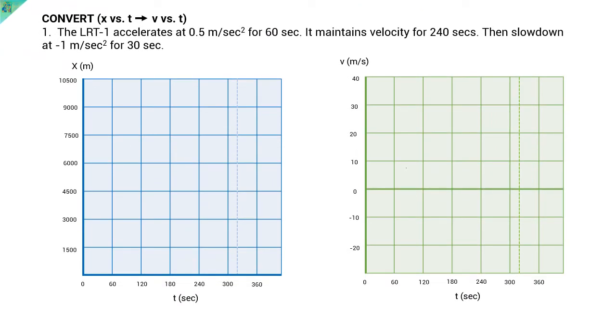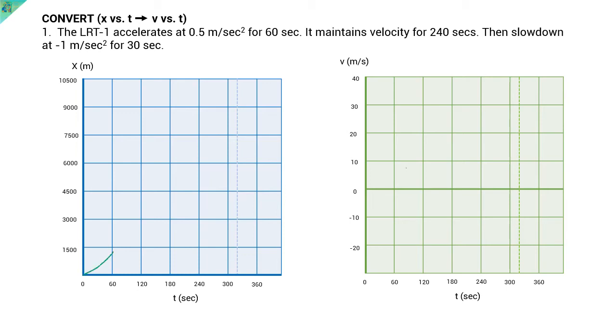For this next example, our task now is to convert. A while ago, we learned how to graph position versus time graph. This time, we're going to learn how to convert a position versus time graph into a velocity versus time graph. So what is a velocity versus time graph? From the term itself, it means that we have velocity on the y-axis and time on the x-axis.